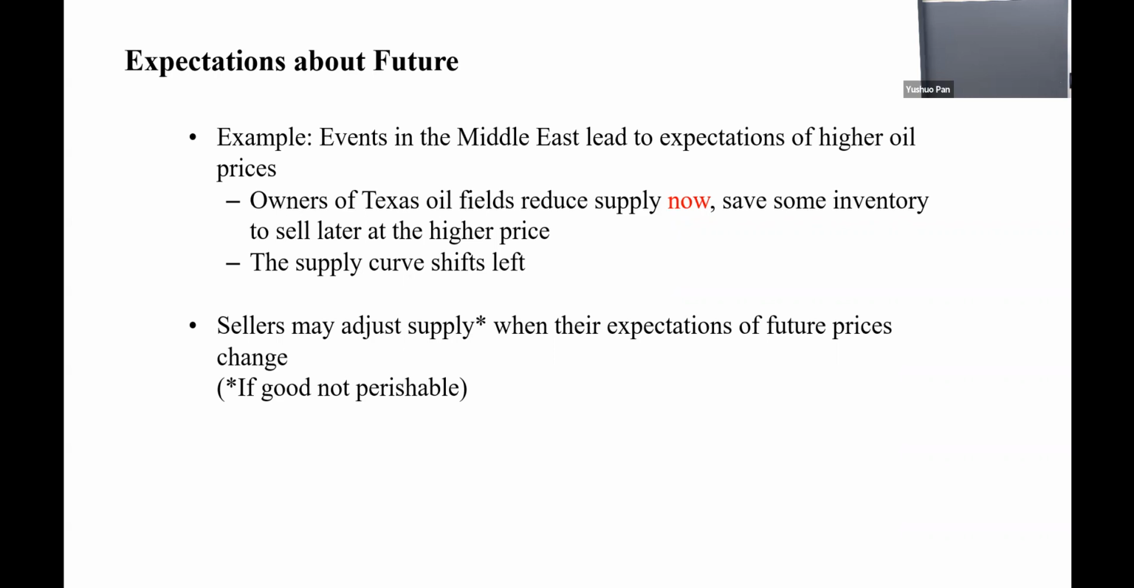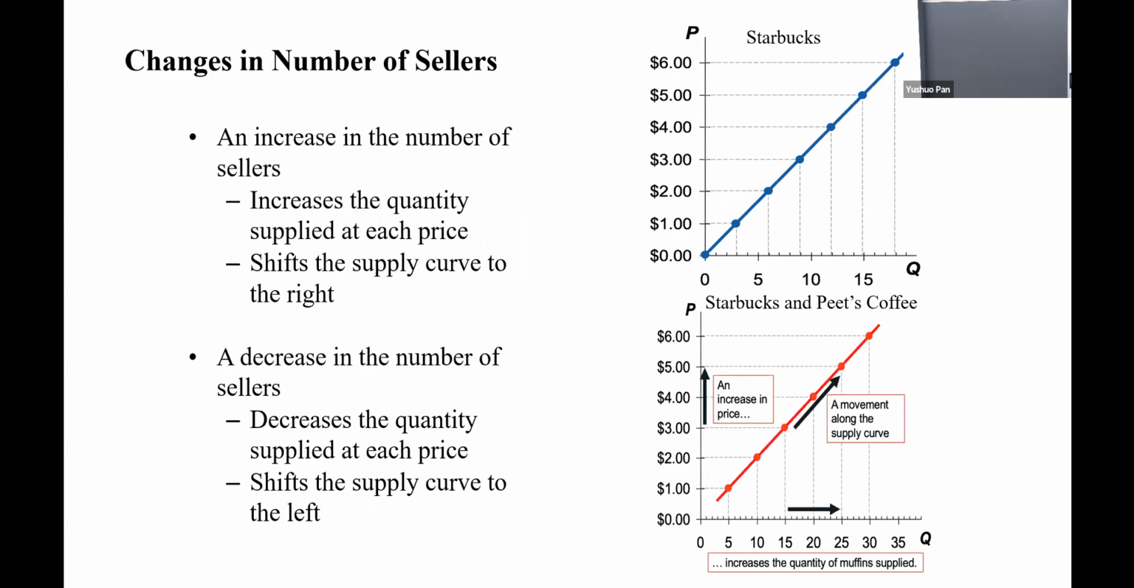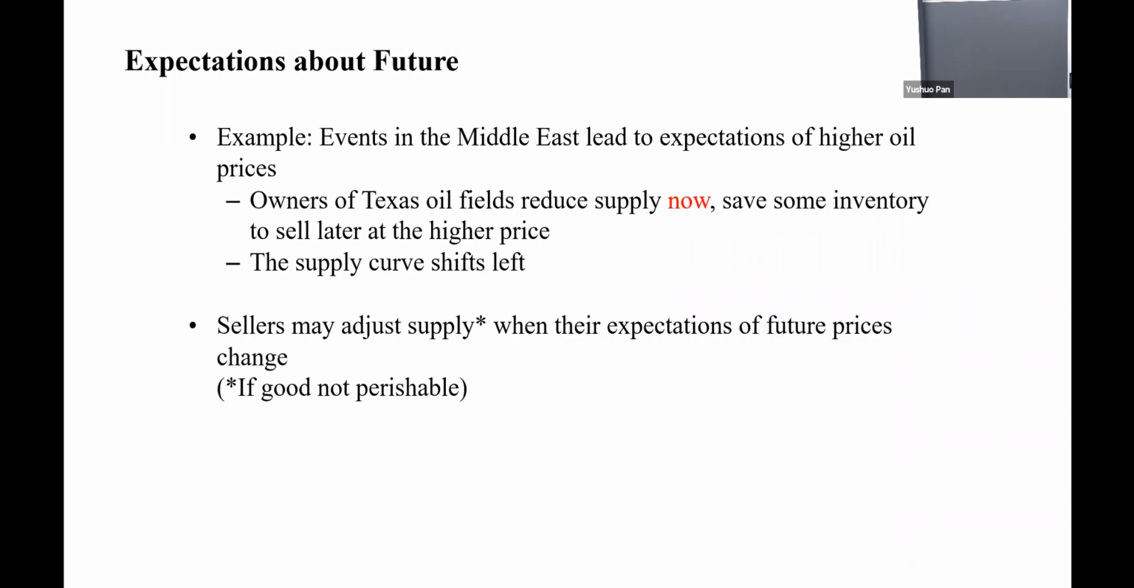We will look at that example in a couple of next slides, but just think about that in your mind. Sellers may adjust the supply when their expectations of future prices change, if the good is not perishable, right? So for determinants: the input price, the technology, the number of sellers, and the expectation of the future. The fourth one is a determinant for both.